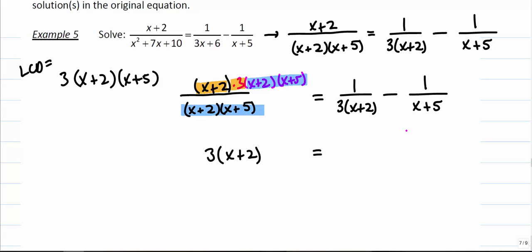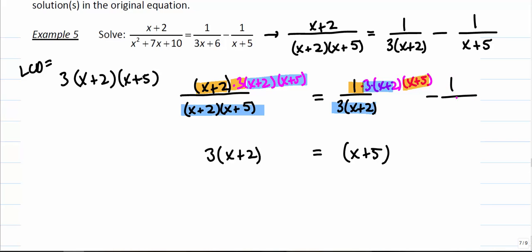And then equals, and then when I do the same thing over here, 3 times x plus 2 times x plus 5, then the 3 and the x plus 2 will factor out, and then I'm just left with 1 times x plus 5, which again, I'm just going to write as x plus 5. And then we have minus 1 over x plus 5, so 3 times x plus 2 times x plus 5. This is what I'm going to be left with because the x plus 5s cancel out, and so that's going to be minus 3 times x plus 2.